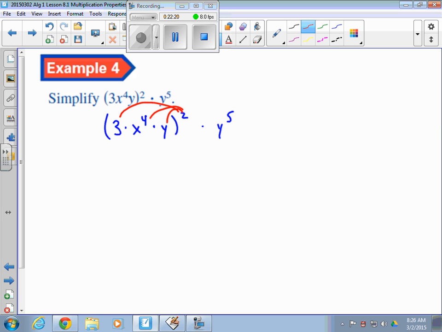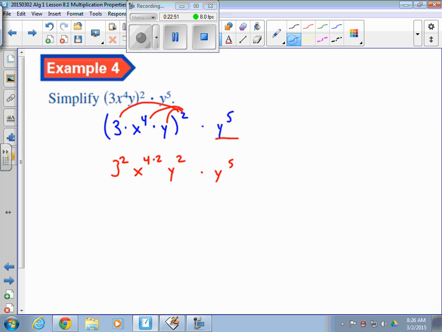The easiest thing to make a mistake on, and the thing that I see people make mistakes with the most on this, is they'll square 3 and they'll square x to the fourth and they'll leave out y. Or they'll do 3 and they'll do y and they'll leave out x to the fourth. So they'll do some of them but not all of them. So what that means is 3 gets squared, x to the fourth gets squared, which means x to the fourth times 2, not plus. And then y gets squared. And then you bring this part down, times y to the fifth.